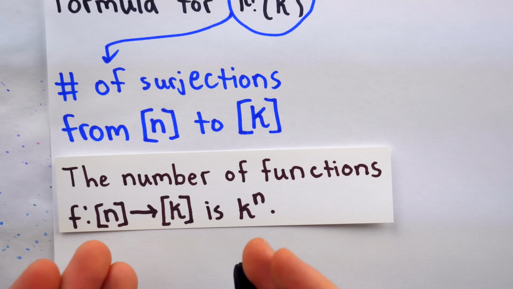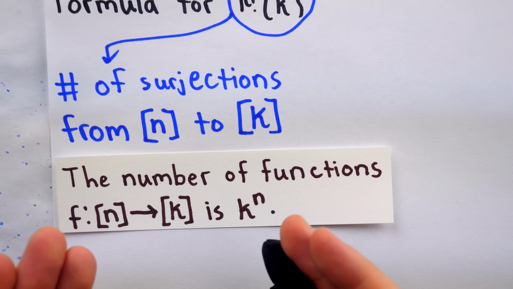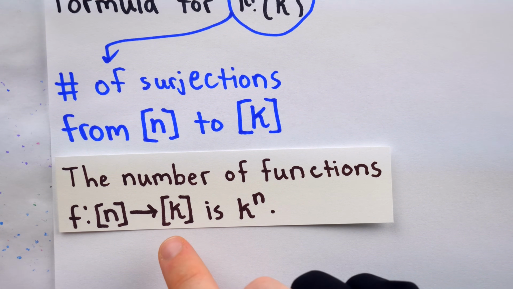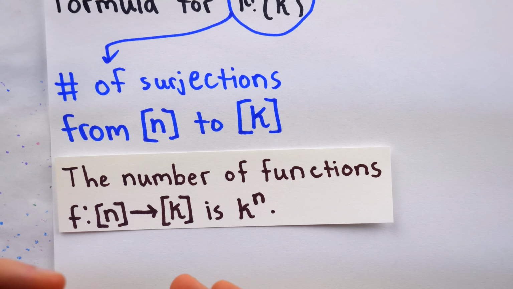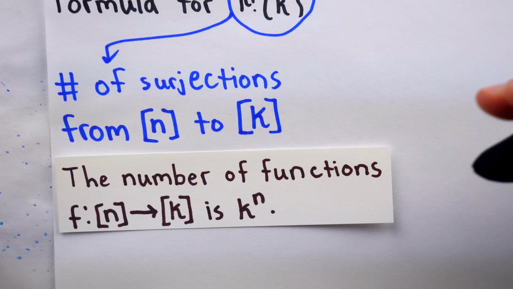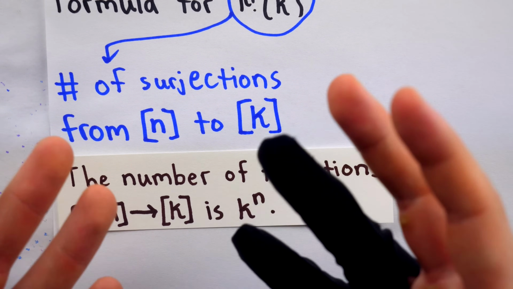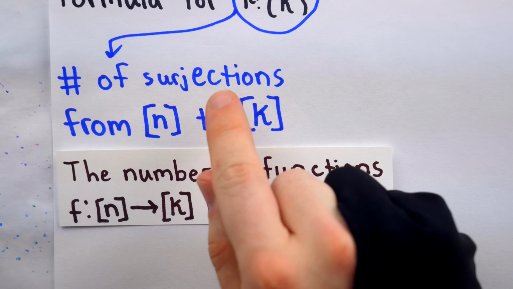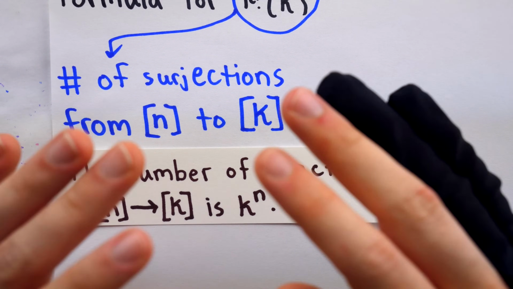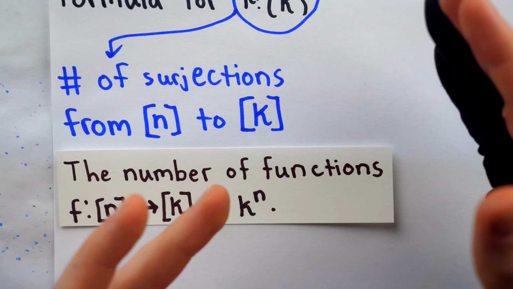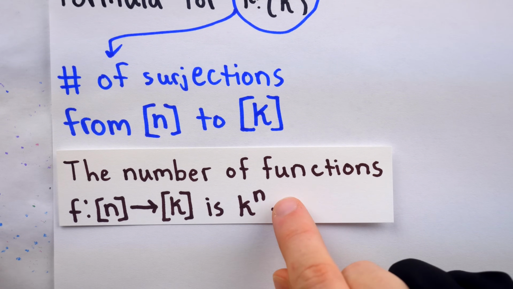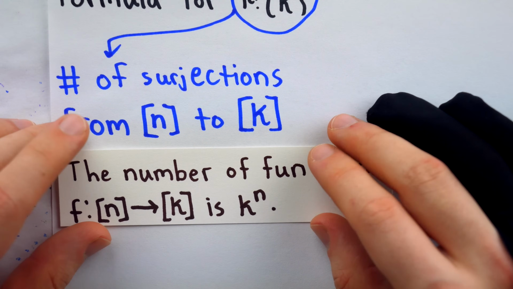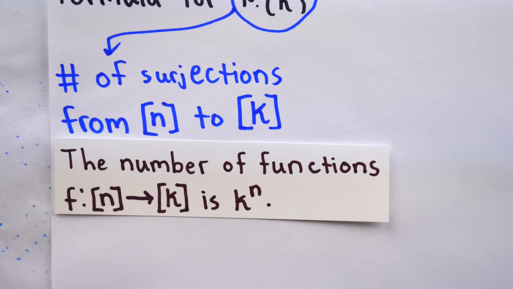Of course, many of these functions will fail to hit some of the elements in the codomain, and thus will not be surjections. Some functions might never map to the element 1. Some may never map to 2. Some may never map to 1, 2, or 3. So to count the number of surjections, we're going to count up all of those functions that miss elements of the codomain, and then take that number away from the total number of functions. So we're going to count up the non-surjections.